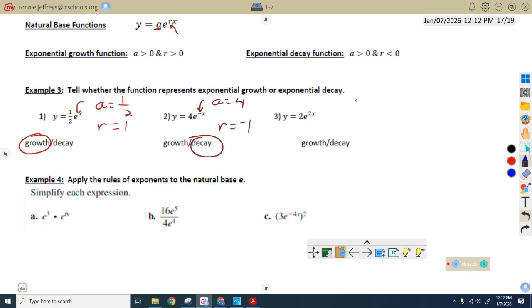All right. Number 3, our A is 2. Our R is, see, what's this number right here? Oh, all right. So if we have 2 and we have 2, crazy.